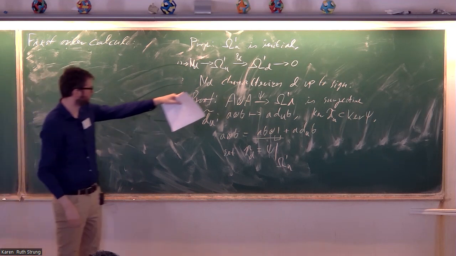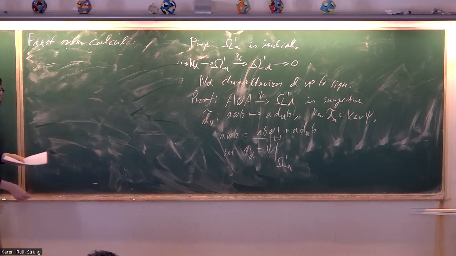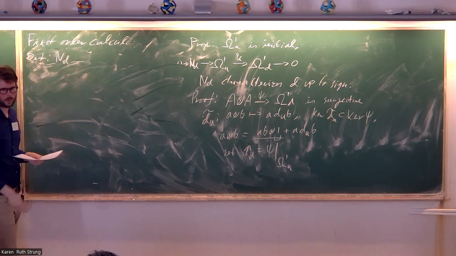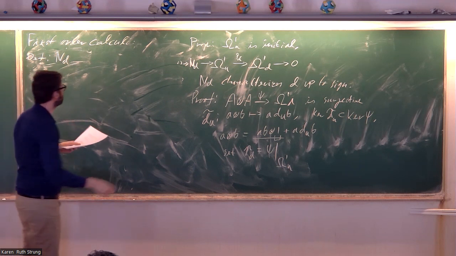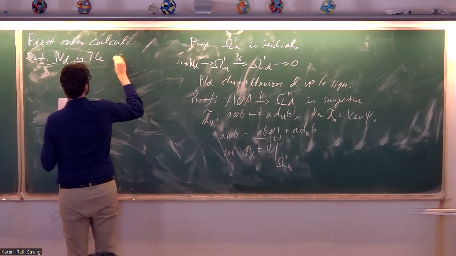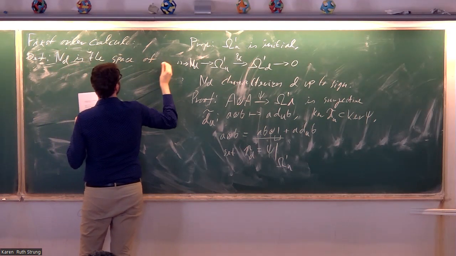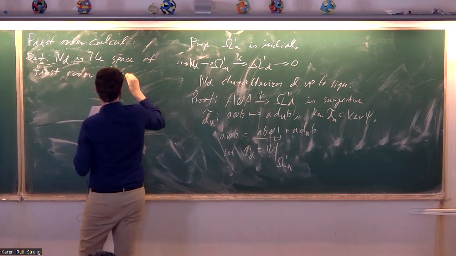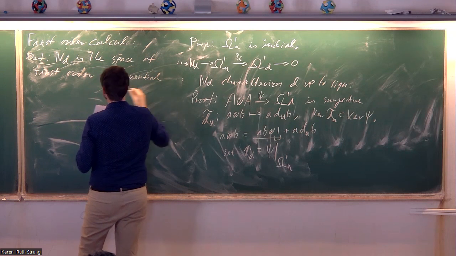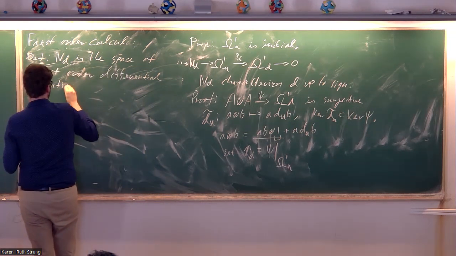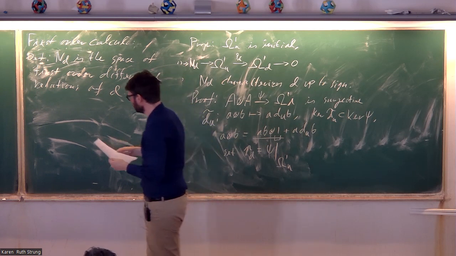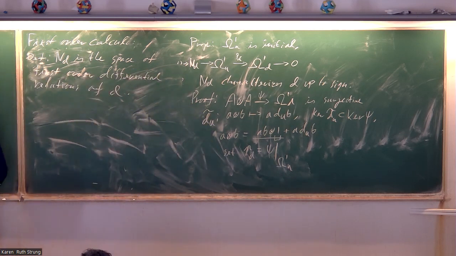So it turns out that these sub-bimodules of the universal calculus are really important. Let's name them. ND will be called the space of first-order differential relations of the calculus. I realized writing it down that it is kind of a long name. Sorry.